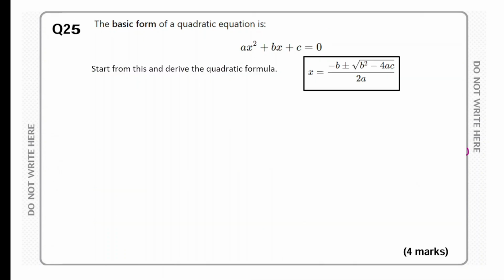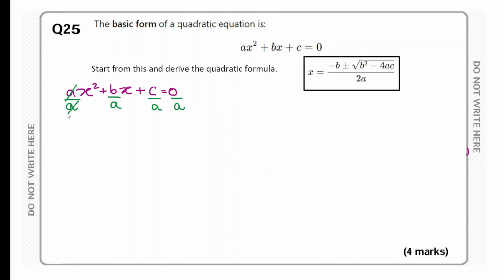Here's the final question. The basic form of a quadratic equation is ax squared plus bx plus c is equal to 0. Start from this and derive the quadratic formula. Pause the video, give it a try. When you're ready for the answer, press play. The first step is to divide the whole equation by a so that I can get rid of the coefficient of x squared and I can complete the square.